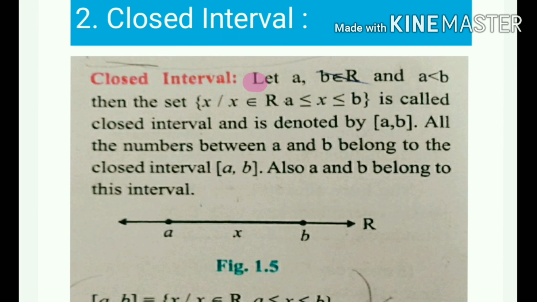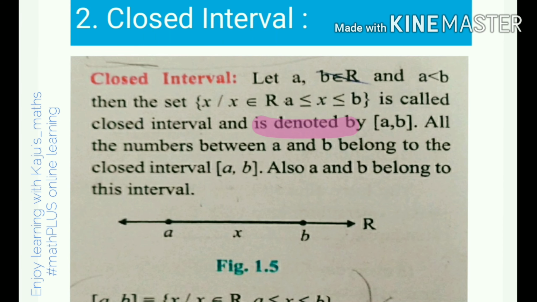Now let's see the second interval. Let a, b belong to R and a is less than b. Same condition. x belongs to R. a is less than or equal to x and x is less than or equal to b. This is called a closed interval and it is denoted by square brackets [a, b]. All the numbers between a and b belong to the closed interval [a, b]. Also a and b belong to this interval.